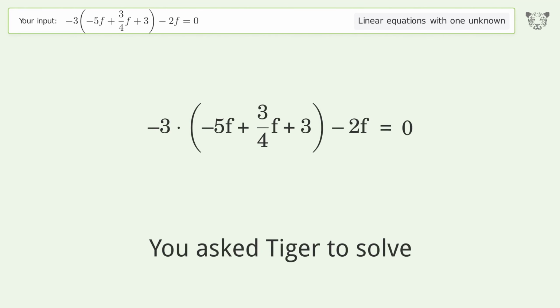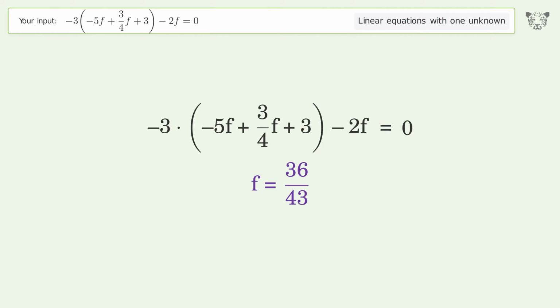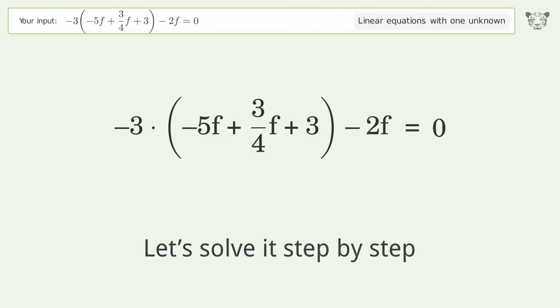You ask Tiger to solve. This deals with linear equations with one unknown. The final result is f equals 36/43. Let's solve it step by step.